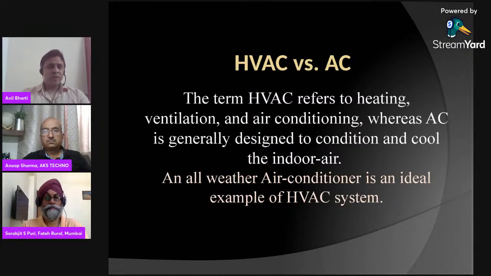Now, before we further move on to the other slides, let me explain the main difference between HVAC and AC. HVAC refers to heating, ventilation and air conditioning, whereas an air conditioner is generally designed to condition and cool the indoor air. So basically, an all-weather air conditioner can be said to be an HVAC system, because in our homes, the old installed ACs are simple ACs, but the latest models can run in both directions. They can cool the system or they can even heat the system. So from now onwards, I will only take up the air conditioning systems because it will be more relevant for our discussion.